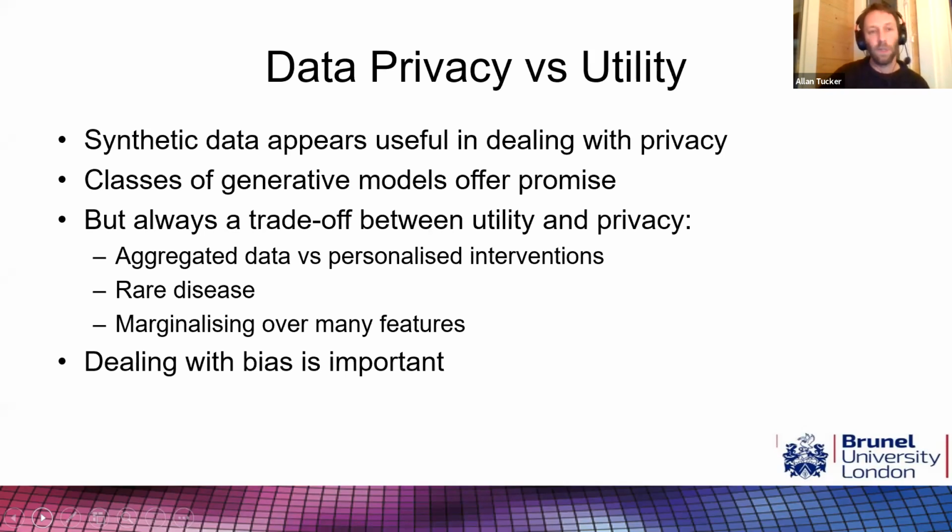So the idea of, at what level do we want to aggregate the data, and how personalized do our interventions want to be? So if we want to try to build interesting analyses and models, machine learning analyses and models of small cohorts to do personalized interventions, or if we want to model rare disease, or if we just want to marginalize over a large number of features, then we do more and more run that risk of identifying a smaller and smaller cohort, and therefore run more and more of a risk of identifying people.